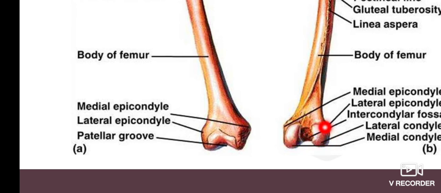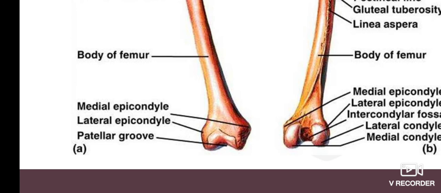The lower end consists of two condyles. Condyles are the bony projections. Between the condyles, there is a fossa or space called the intercondylar fossa. This is the feature of the lower end. These two condyles are articular facets. These two condyles have to articulate with the condyles of the tibia. The same condyles will be present in the tibia also.